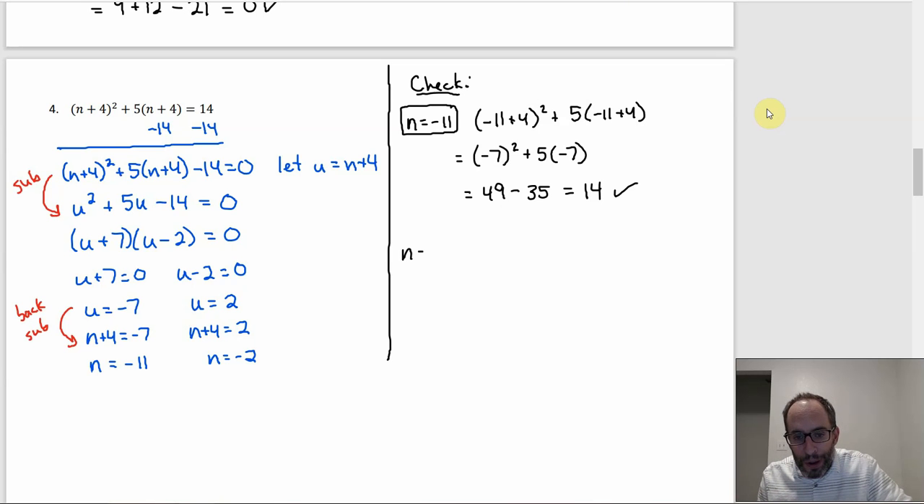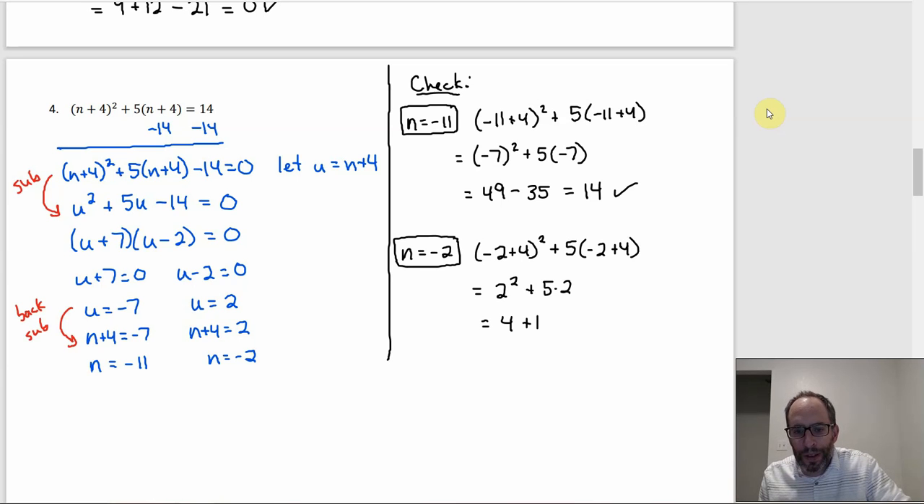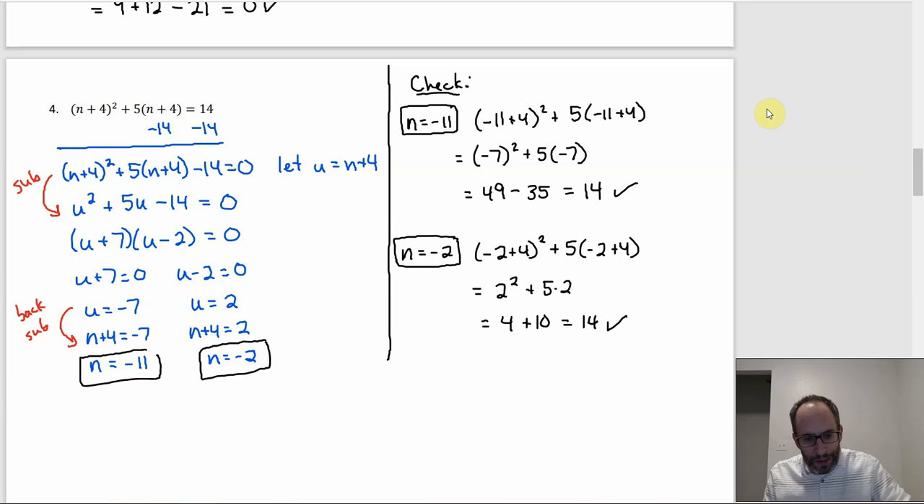And then what about negative 2? Well, let's see. We'll get negative 2 plus 4 quantity squared plus 5 times negative 2 plus 4. And so that's going to be 2 squared plus 5 times 2. And that's 4 plus 10. So that is also 14. That one also works. So both of these are going to be part of the solution.